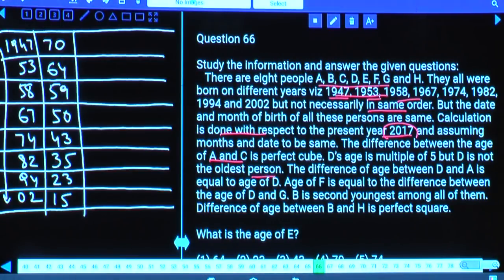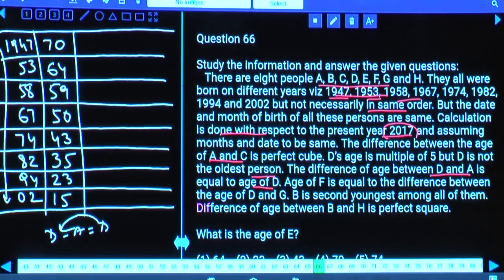The difference of age between D and A is equal to the age of D. What can you infer from this? What are the ages of these 2 persons, D and A? The age of A must be double that of D. Why is it double here? Because the difference between A and D equals D. A minus D equals D, hence A equals 2D.